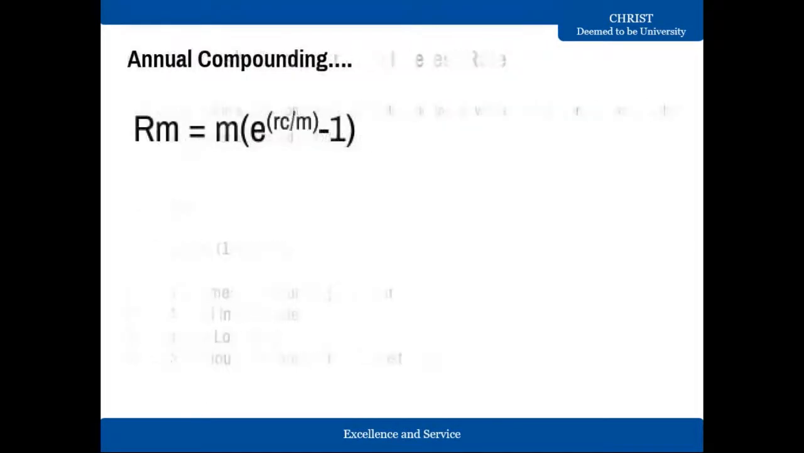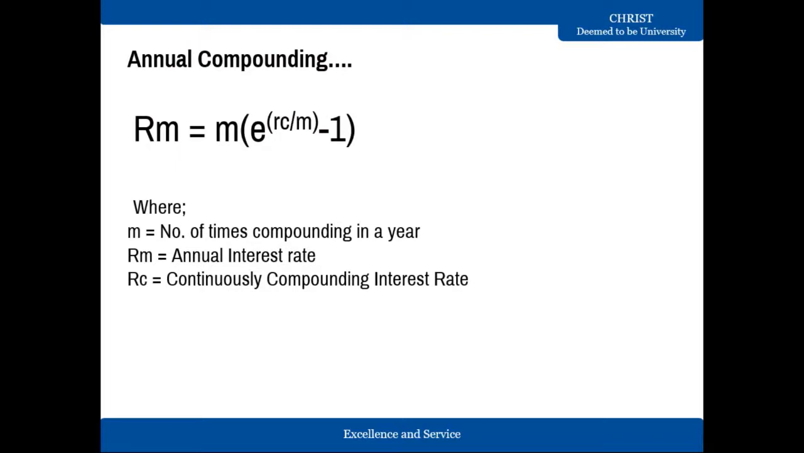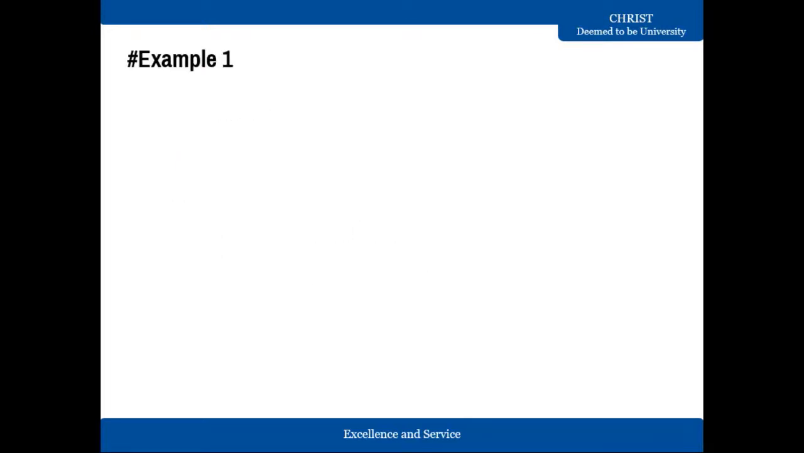So this is the equation, you can use it here also. M is the number of times it's compounding, RC is the continuously compounded risk-free rate of return, and RM is the annual interest rate. So I've given this explanation here. So I'm taking one example here.